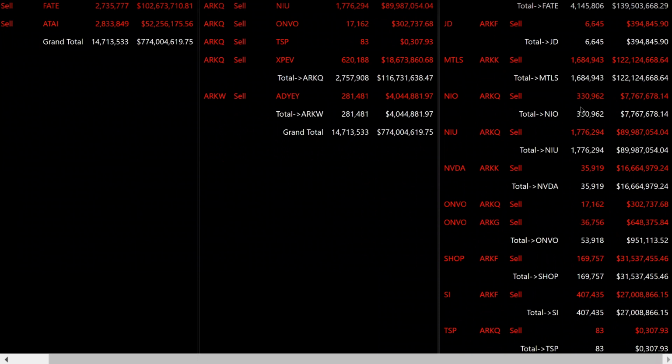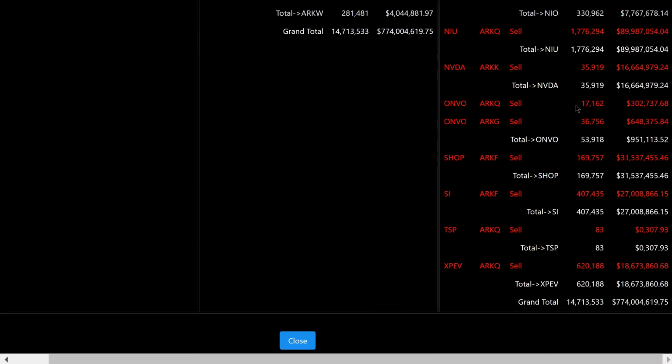It gets more interesting when they have a stock that crosses multiple funds. So again, you can always compare the bottom line numbers so you know you're working with the same information. Let's go ahead and close that now.